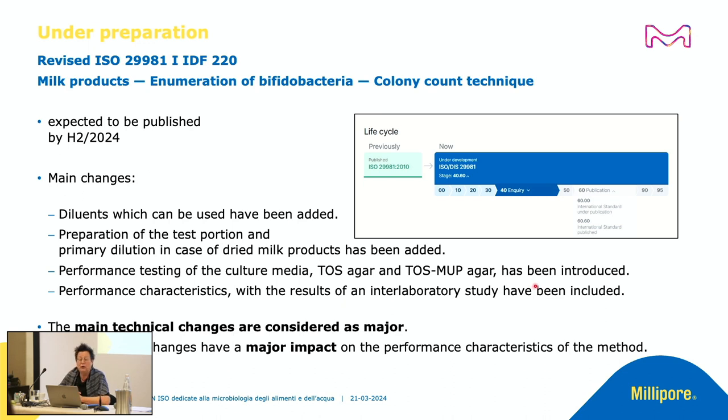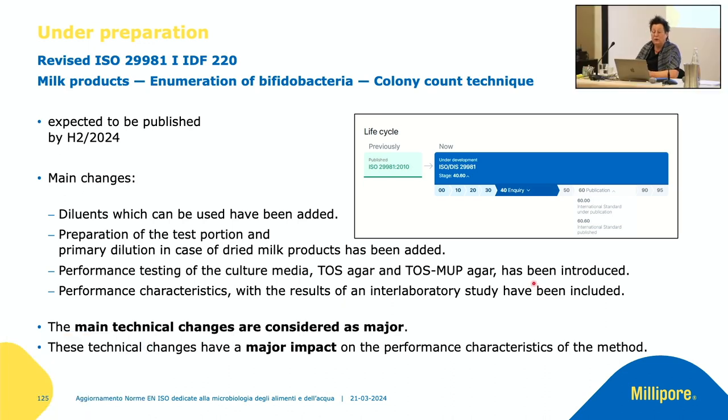Some short outlooks to other methods. One is a method for bifidobacteria. This is expected in the second half of this year. It will contain the same medium, TOS medium, and the sample preparation has been aligned to ISO 6887 Part 5 for milk and dairy products. And the main changes are also considered as major. And we have also full performance characteristics implemented in the standard. That's very good. And we currently prepare a publication in the IDF bulletin for the milk sector on these validations, which will be published in parallel.